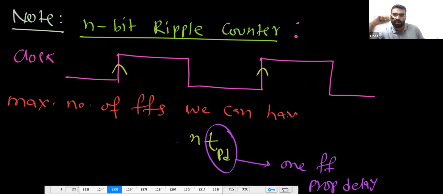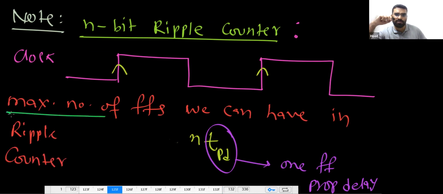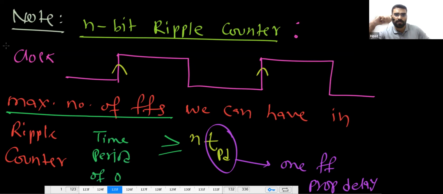What is the maximum number of flip-flops we can have in a ripple counter? Ripple counter means asynchronous counter. So maximum how many flip-flops can we have? That will be, I can say this definitely must be less than or equal to your clock period, the time period of the clock. Yes or no?